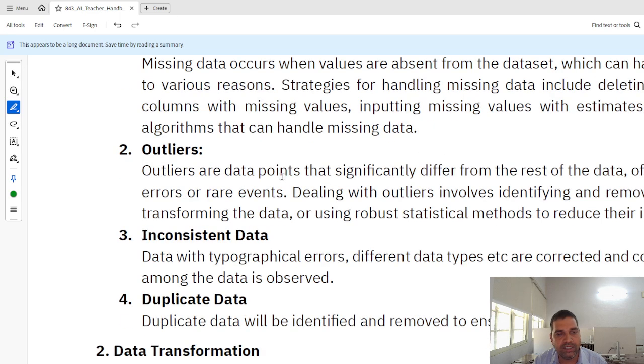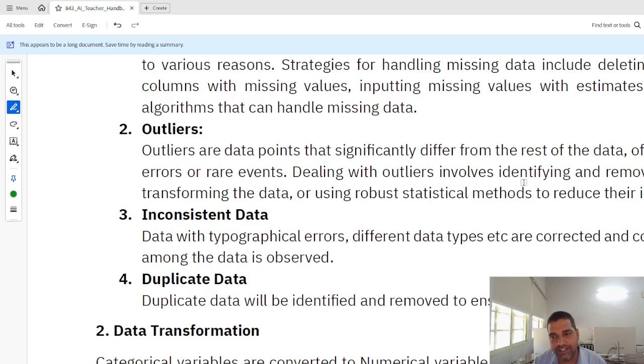Outliers are the data points that significantly differ from the rest of the data. They may not be the expected result of the data, often due to errors or rare events. Dealing with outliers involves identifying and removing them, transforming the data, or using robust statistical methods to reduce their impact.